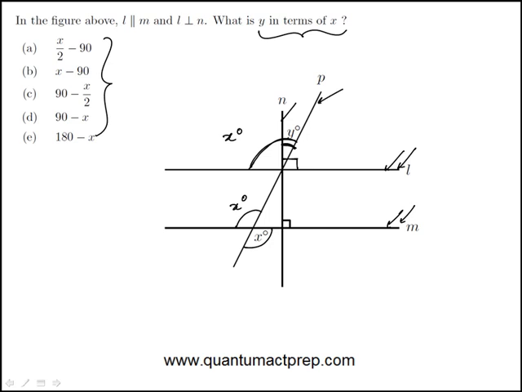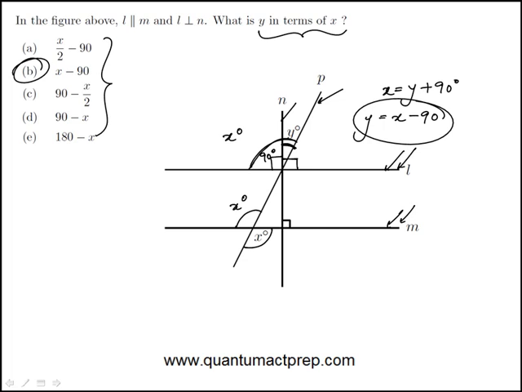Now this piece is Y. That's 90 degrees. So we know that X is equal to Y plus 90, which means Y is X minus 90. And that's answer choice B. So that was easy enough. In fact, I think it's easier to do it this way. But you can certainly do it with numbers as well.